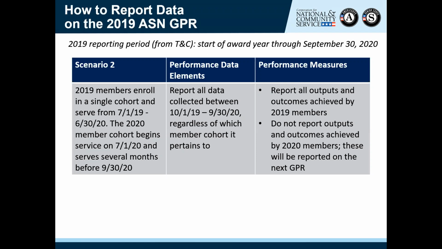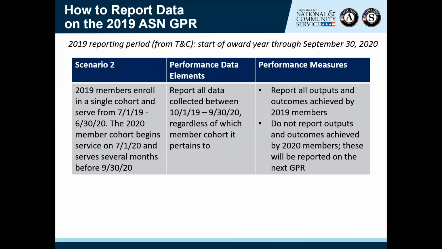So under this scenario, scenario 2, the program will report all of the outputs and outcomes achieved by their 2019 member cohort under their performance measures, but will hold off on reporting performance measure outputs and outcomes for the 2020 member cohort until the next year, the following year GPR.